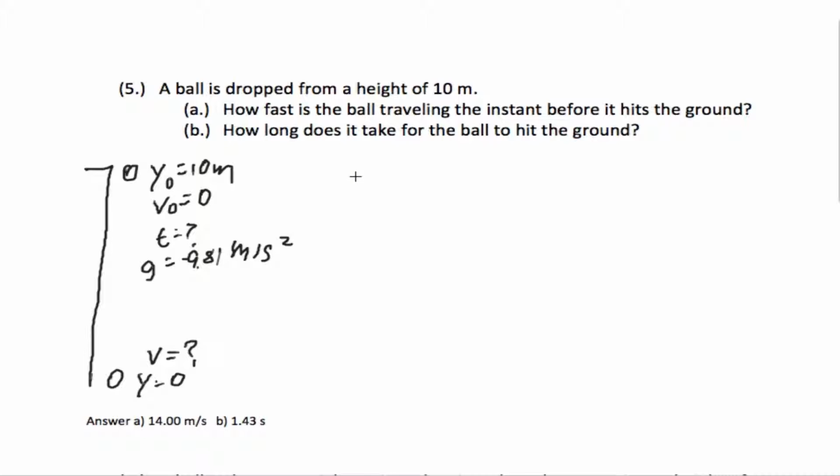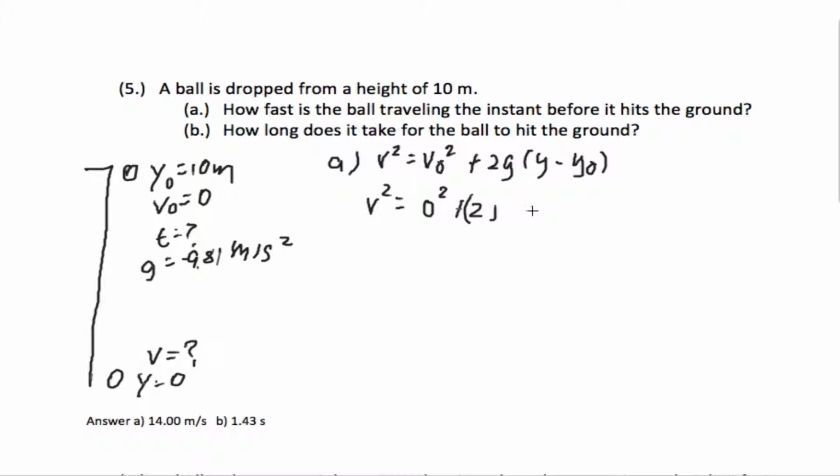So how fast is the ball traveling right before it hits the ground? Let's go ahead and use a formula that has no time. So v squared equals v naught squared plus 2g times y minus y naught. So we're going to end up getting v squared equals 0 squared plus 2 times negative 9.81, because that's acceleration due to gravity, times 0 minus 10. So everything actually ends up being positive.